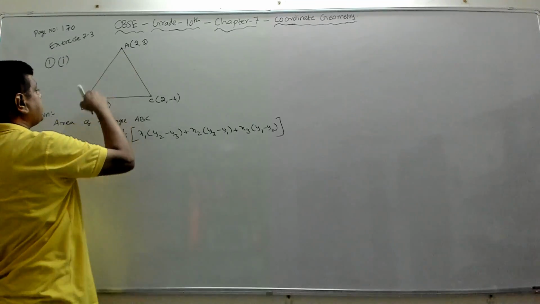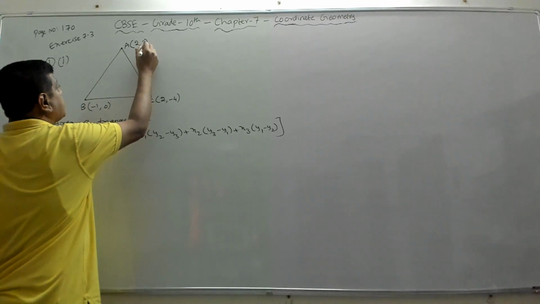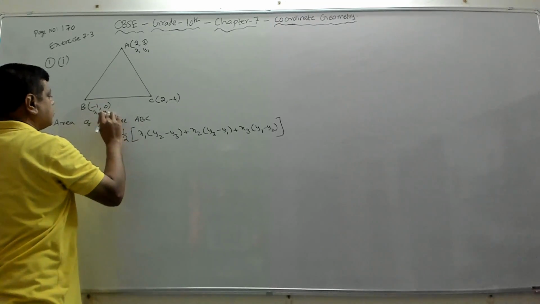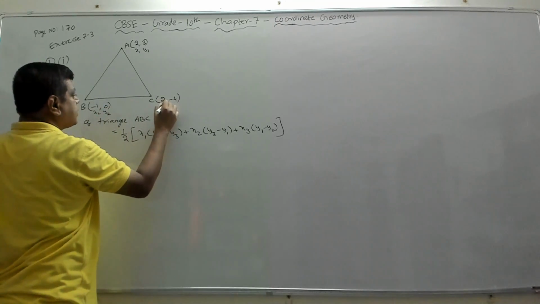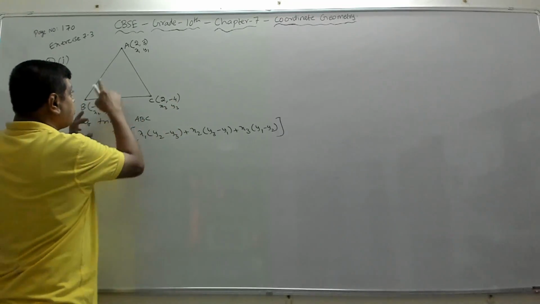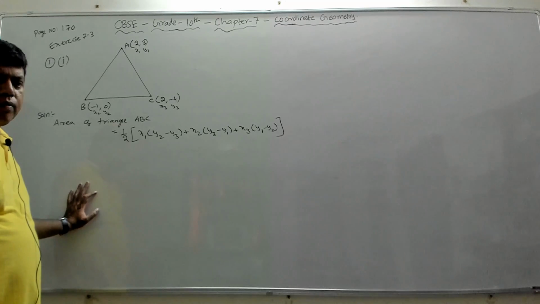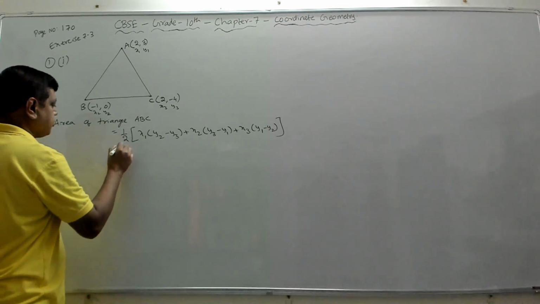So here three vertices are given. We'll take A as x1 y1, B as x2 y2, and C as x3 y3. And we are going to substitute these values in this formula, and that will give you the area of the triangle ABC. So if you substitute, what do you get?